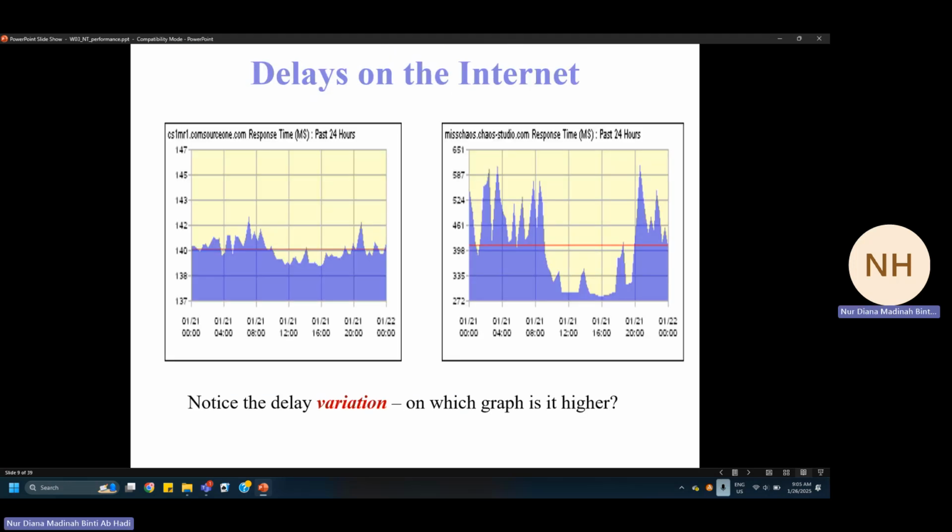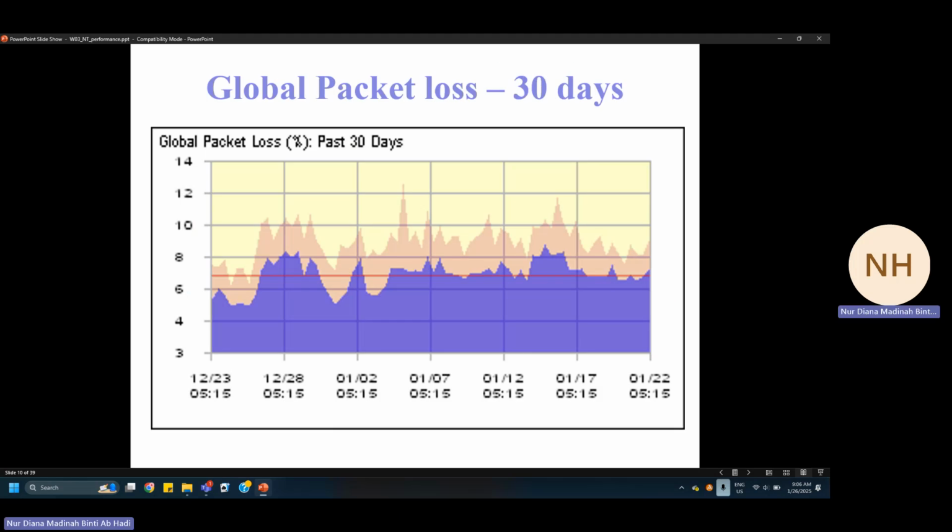So this is an example of the delays on the internet. Notice the delay variation. Which graph would be higher? Of course, the B one. This is the overall checking for global packet loss. We are using percentage for 1 month. We are doing the checking over 1 month.